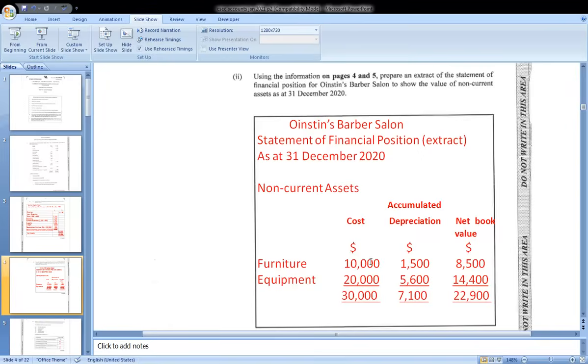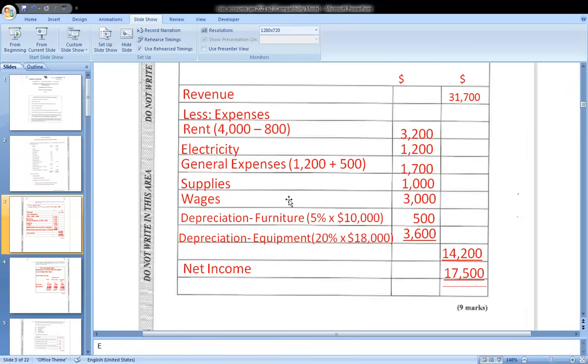If you go back to the original question, you'll remember that. Now the accumulated depreciation was $1,500. Remember what we did? We're using the information from what they gave us.